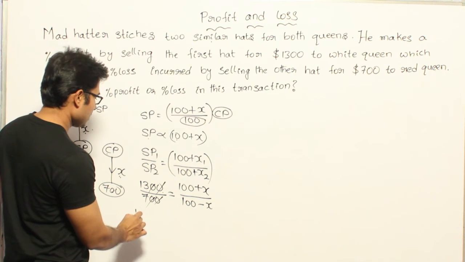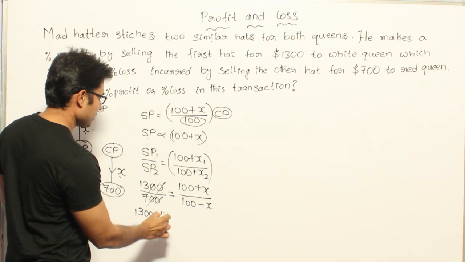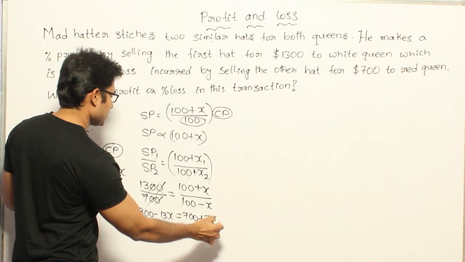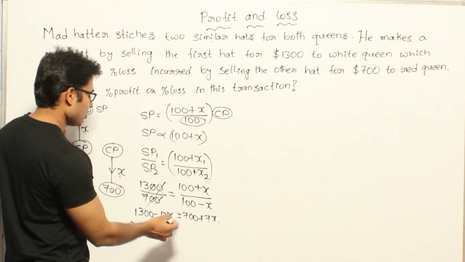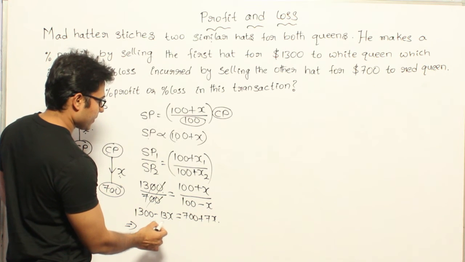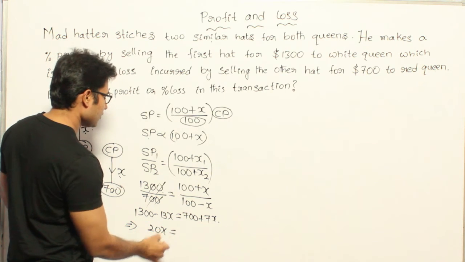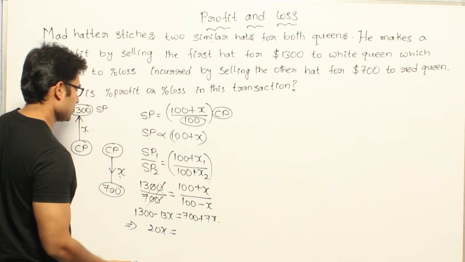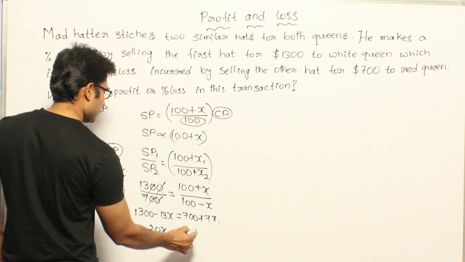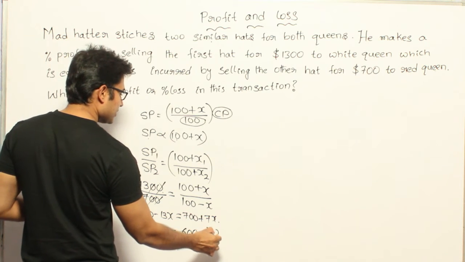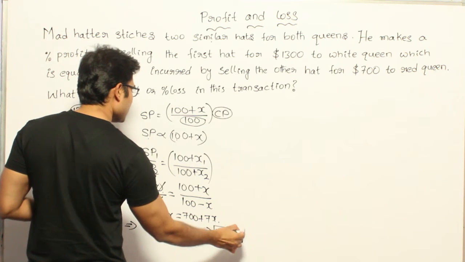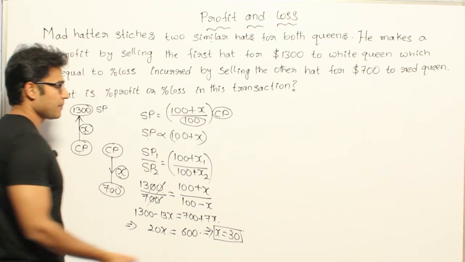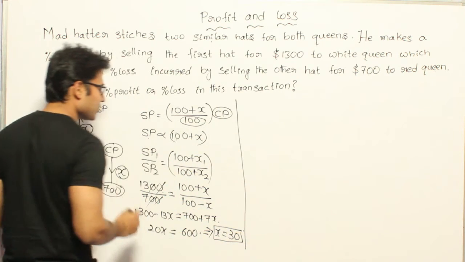So what you get is 1300 minus 13X equal to 700 plus 7X. So you are going to get 20X equal to 1300 minus 700, which is 600. So X equals 30. The percentage profit or the percentage loss we are going to get here is 30%. So this is one way of solving it. This requires some intuition and practice.